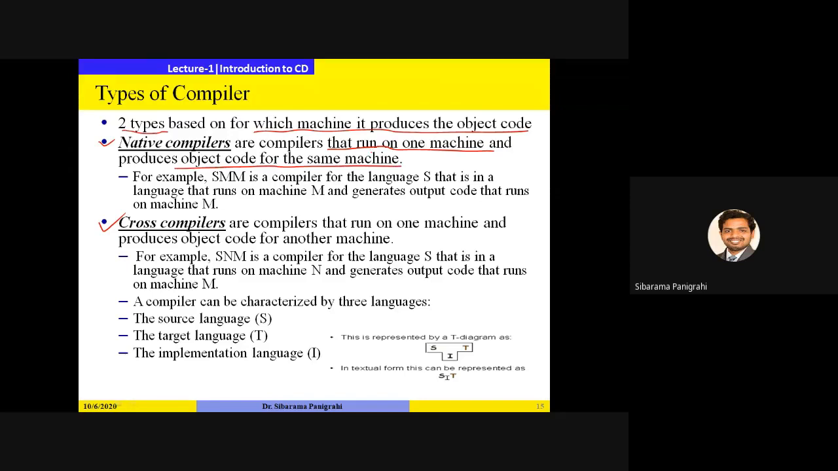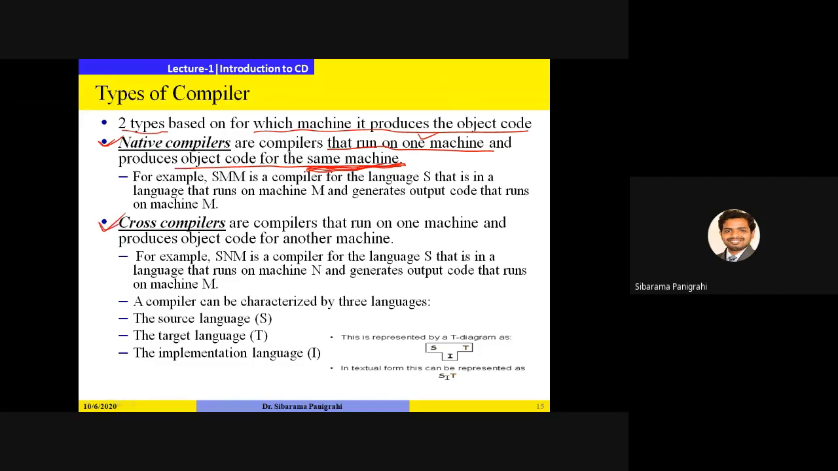For example, in Linux, you are using GCC. You run the GCC compiler in the Linux operating system, and it produces the object code for the Linux operating system, so that the Linux operating system will understand the target code. Such a compiler is called a native compiler. A native compiler runs on one machine and produces object code for the same machine. So the machine on which you are compiling the program will generate the machine code for the same machine.